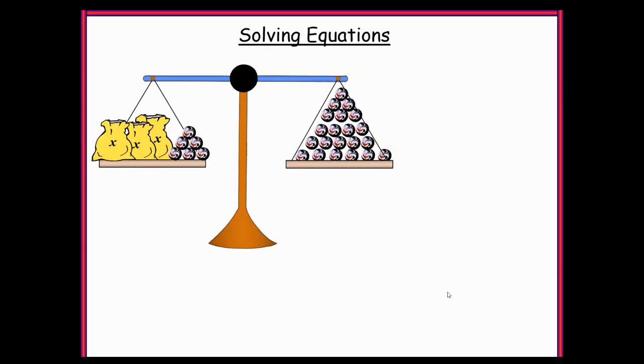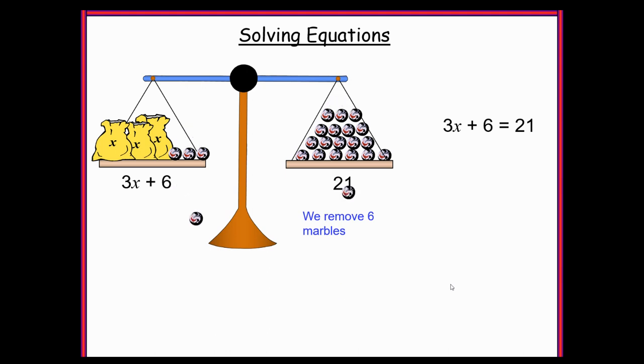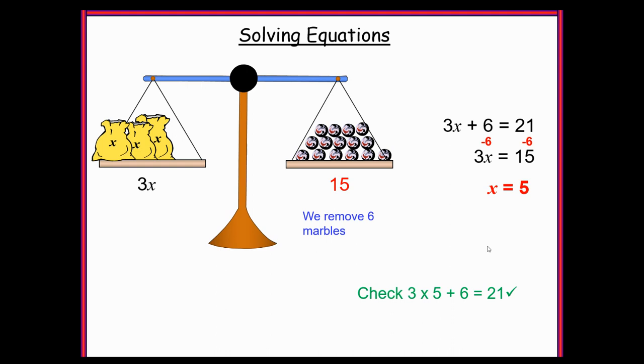Okay, here we've got 3 bags of x and 6 marbles, and on this side we've got 21. So what could we do? We could set up the equation, and if we have plus 6, then what we could do is remove 6 from both sides. So if we take 1, 2, 3, 4, 5, 6 off of both sides, then we're left with 3x in one side and 15 in the other. How many 3's make 15? 5. You can check. 3 times 5 is 15, and if you add 6, you do get 21.